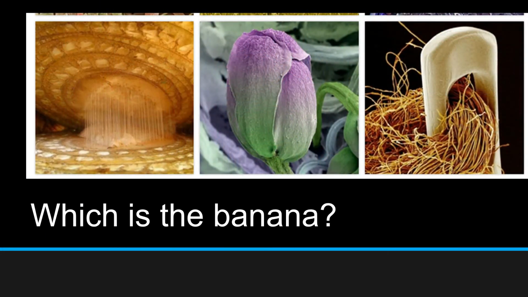Which is the banana? You've got three pictures here, and what I want to know is which one you think is the banana. For these, I think it's best if you label them 1, 2 and 3. So which one is the banana? Do you think it's number 1, number 2 or number 3?